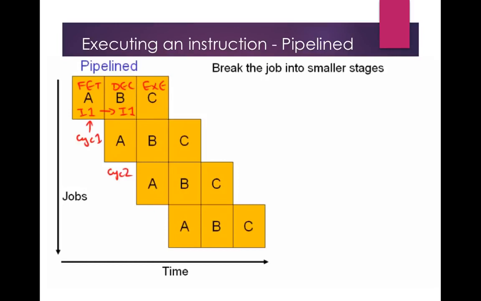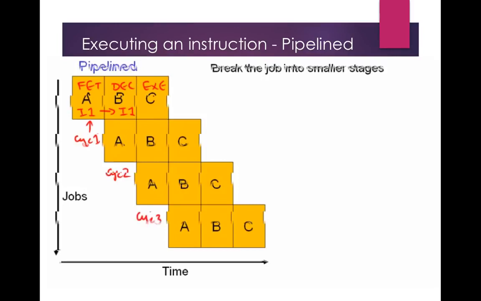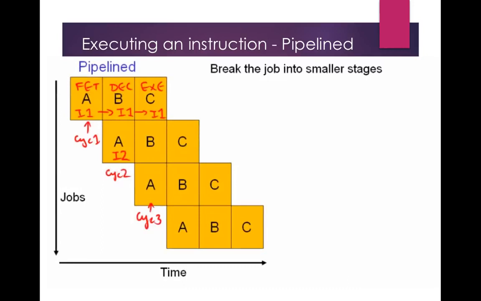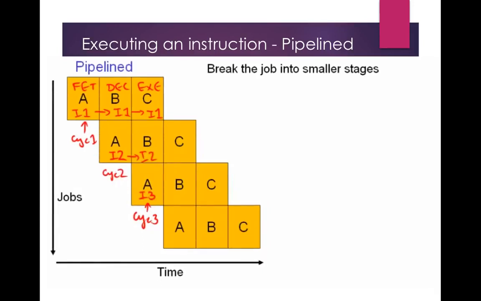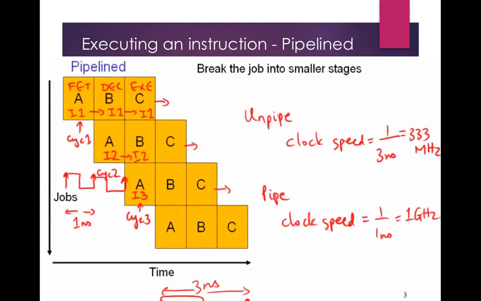So this is the pipelining concept. Once a stage is free, we allot the next instruction to follow the process. At clock cycle 3 we may see 3 instructions in parallel. The first instruction is executing, the second instruction is decoding, and the third instruction is fetching. So this is how we reduce the number of clock cycles and improve performance in the pipeline.